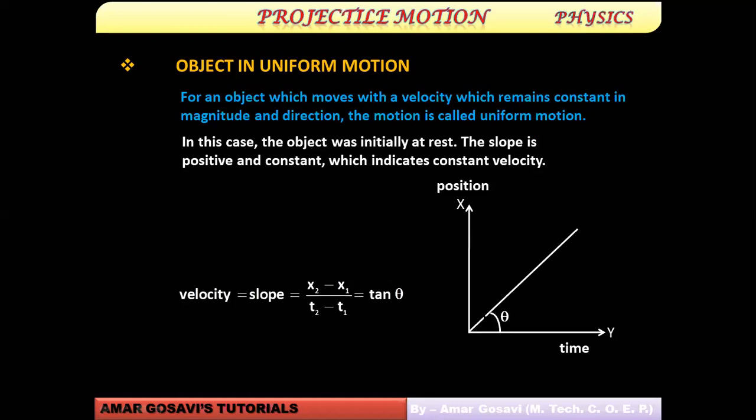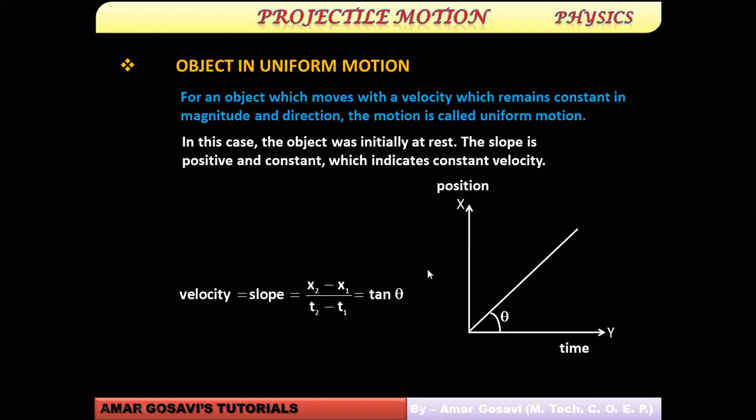So it's covering equal distances in equal time. So how would the graph look? The graph would be a straight line passing through the origin, making some angle theta, and you can work that out in terms of the slope of this line. You can put it as tan theta, and tan theta is the slope of this line which you have drawn.